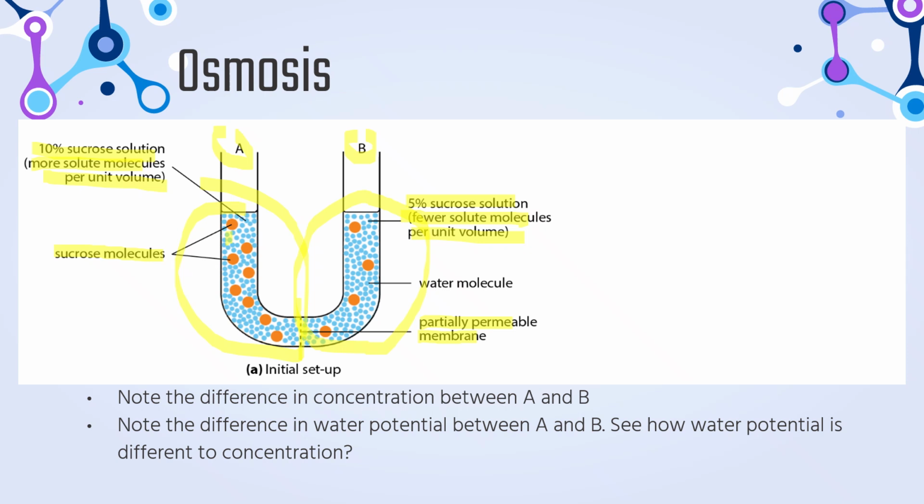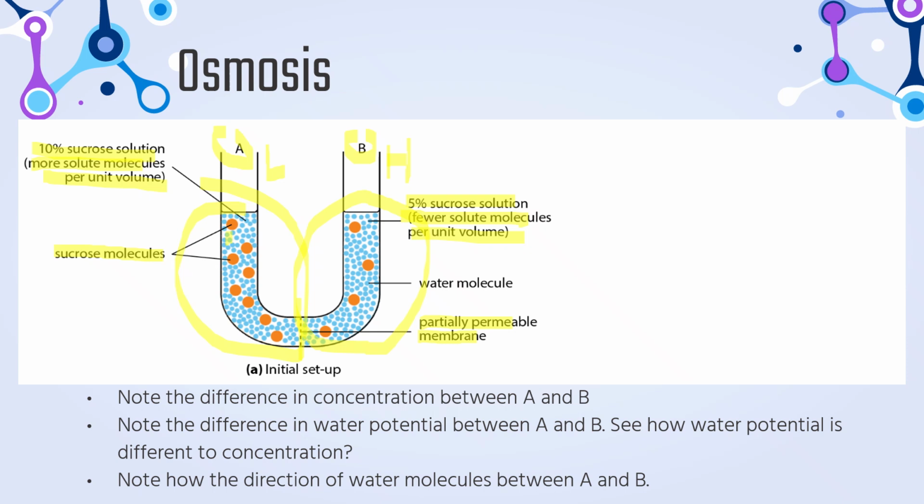Now, if you remember, concentration and water potential are opposite of each other, correct? So if A has higher concentration than B, it means that A has lower water potential than B. Okay, it is the opposite. And because of the difference in water potential, B is higher. I try to write the word H here, and A is lower in terms of water potential. What do you think the water molecules will do?